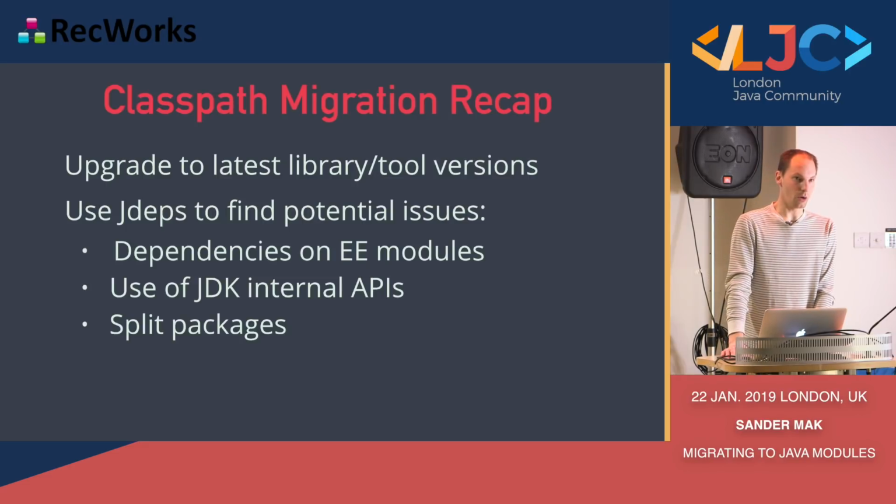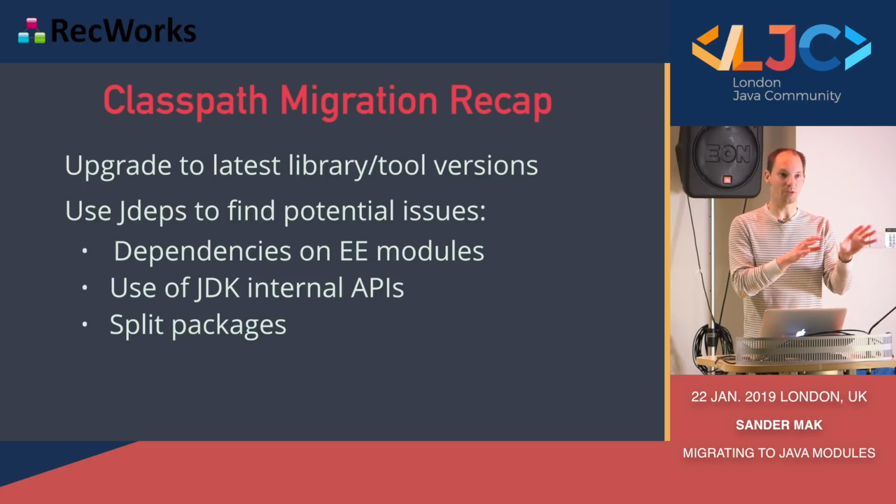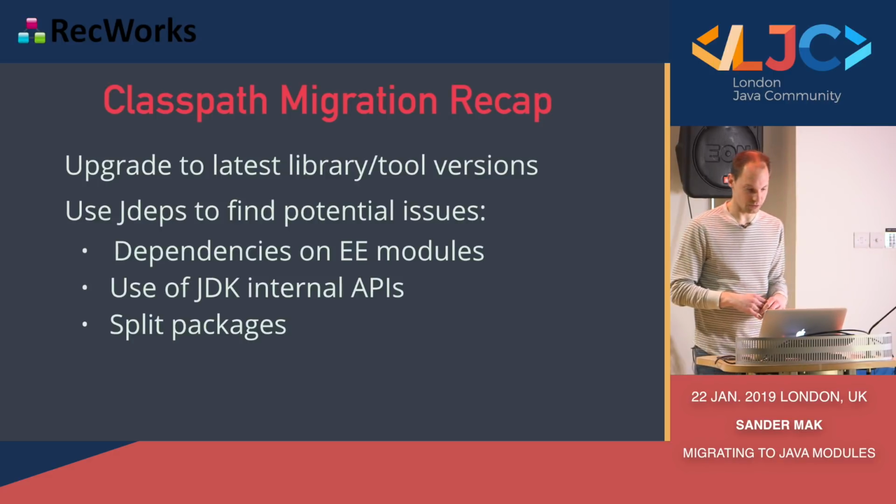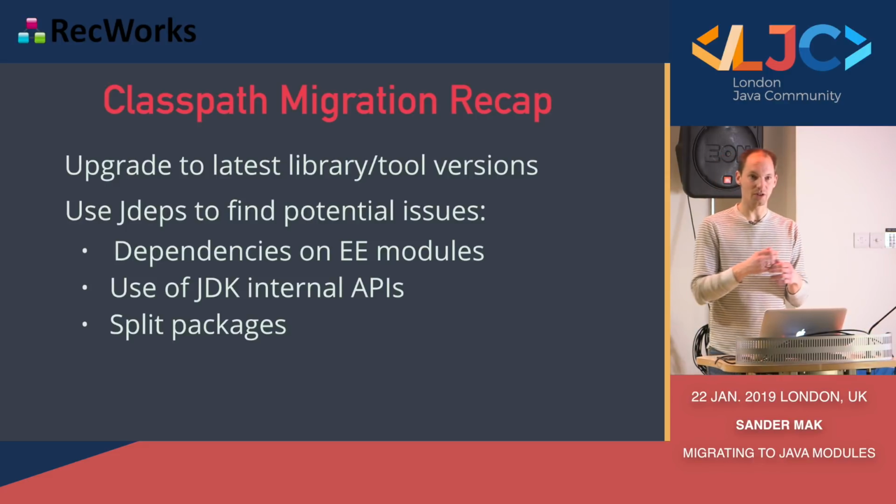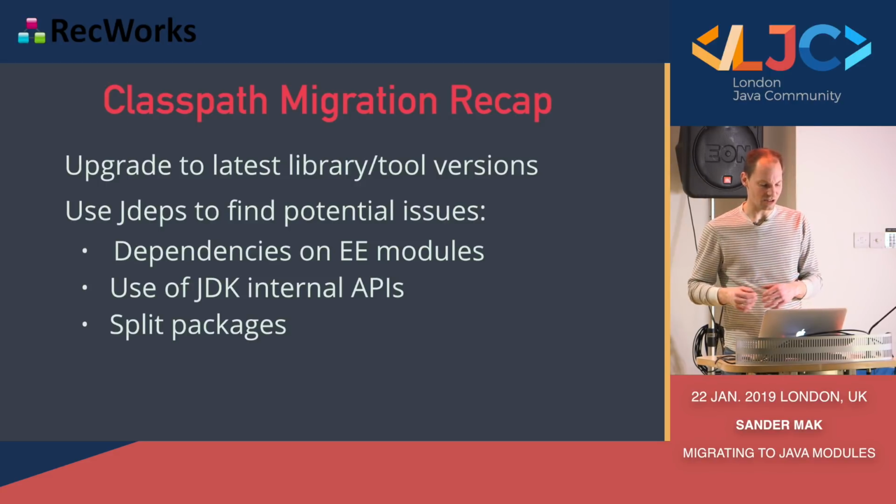Use JDeps, so you can use the trial and error approach, just compile and run and see what happens. But JDeps gives you a much better overview of any potential problems. So you can find dependencies on these removed EE modules. You can see if there are any JDK internals. JDeps cannot actually detect split packages. There are different tools for that as well.